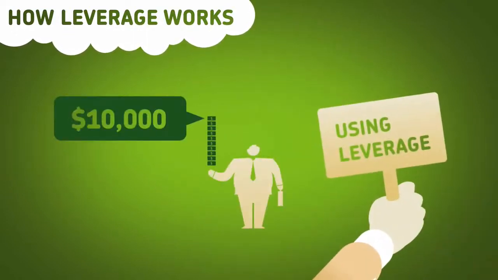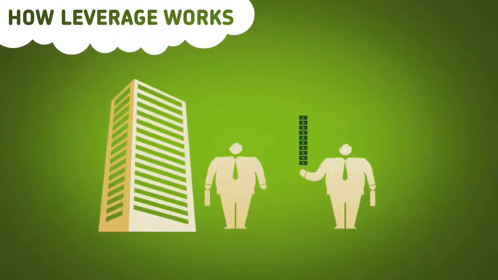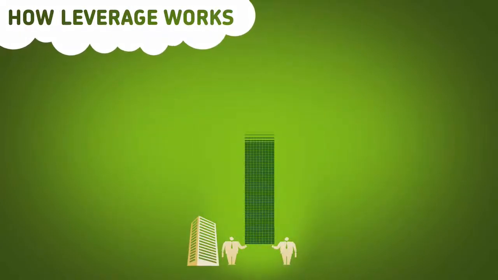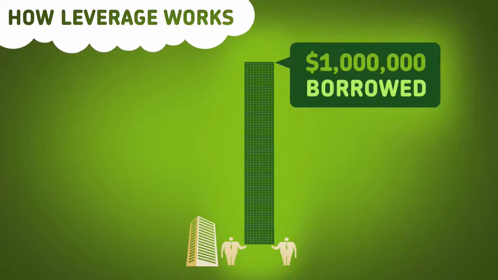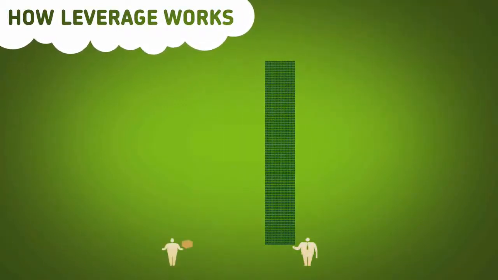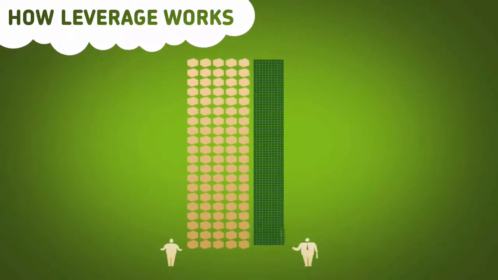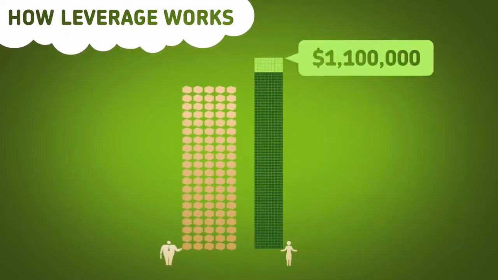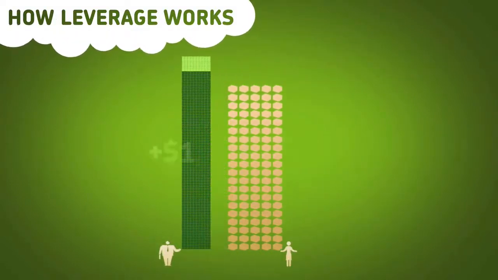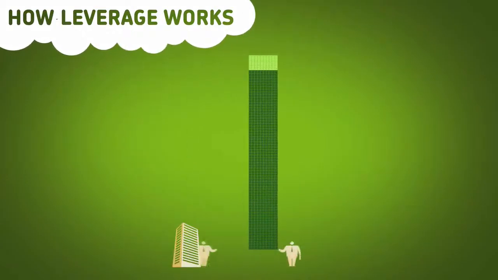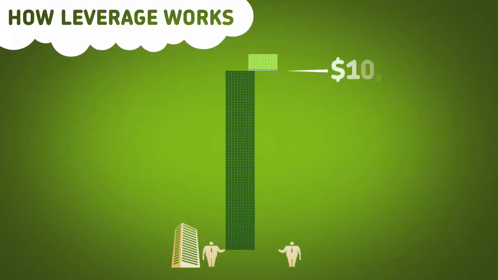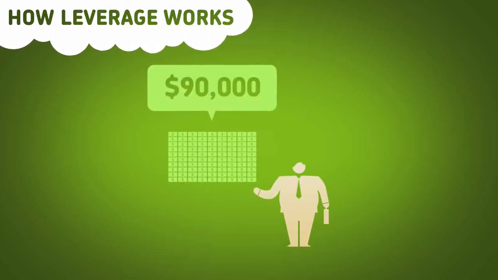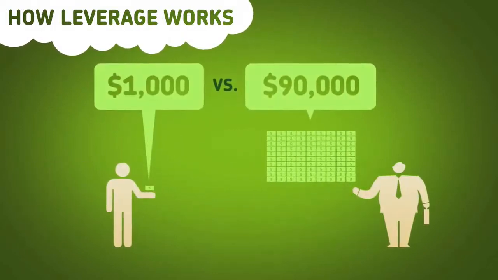But using leverage, someone with $10,000 would go borrow $990,000 more dollars, giving him $1 million in hand. Then he goes and buys 100 boxes with his $1 million and sells them to someone else for $1,100,000. Then he pays back his $990,000 plus $10,000 in interest. And after his initial $10,000, he's left with a $90,000 profit versus the other guy's $1,000.